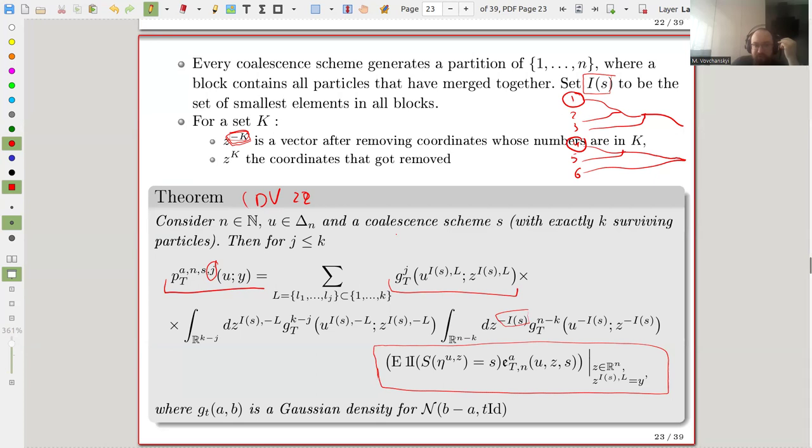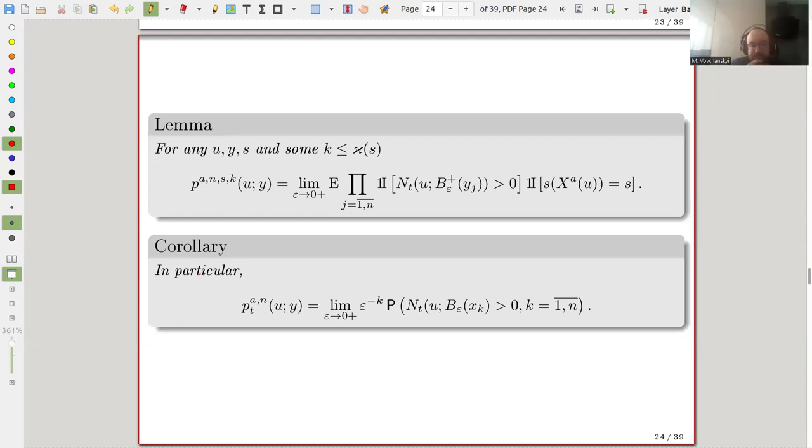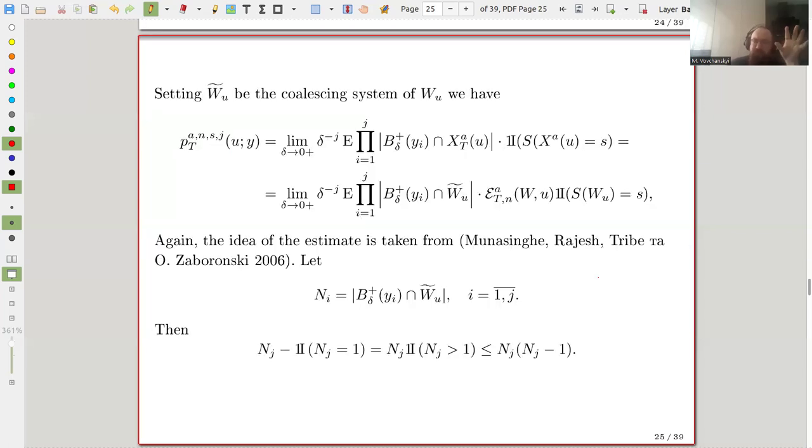So in our case, we consider S a coalescence scheme with K surviving particles, and we don't need them all to hit J neighborhoods. In one part of this proof, instead of reading off the exact number of particles that hit these sets, we consider only the event that at least one particle hits such sets. In particular, that would give a simpler representation of the original density. And now I'm going to quickly recall this proof. It has never been discussed here, but it's very important for what follows.